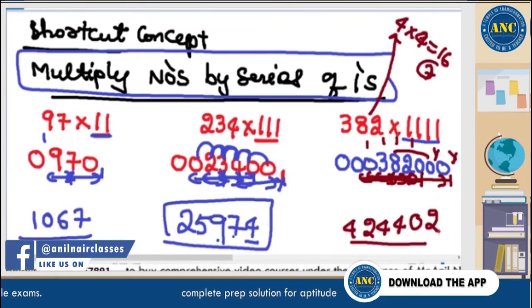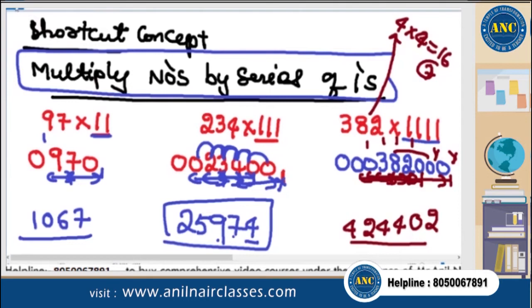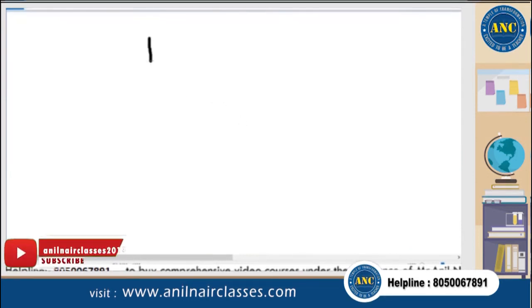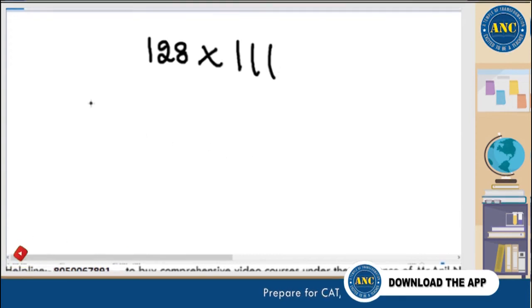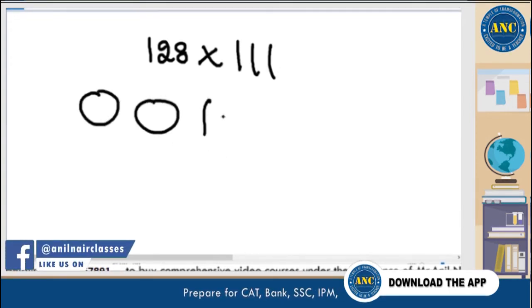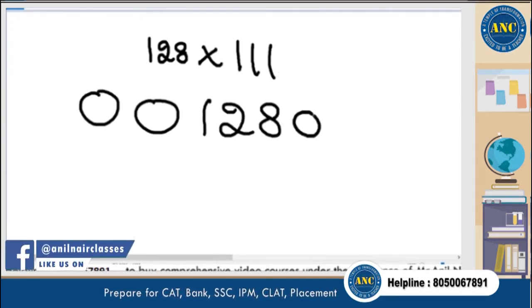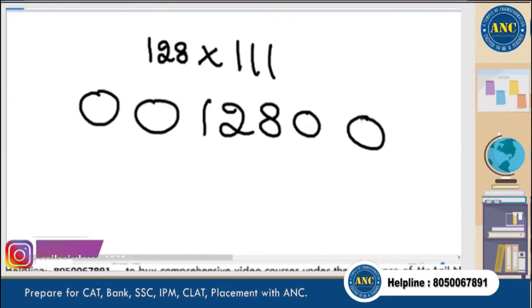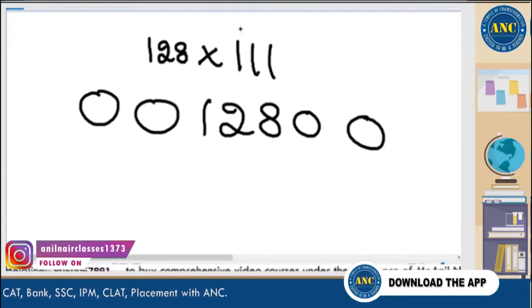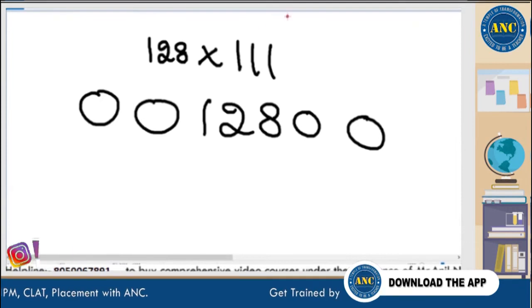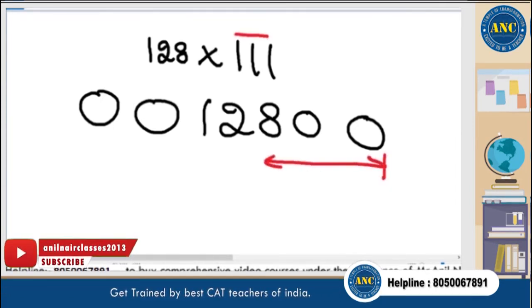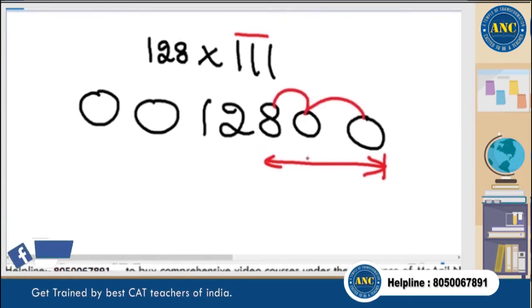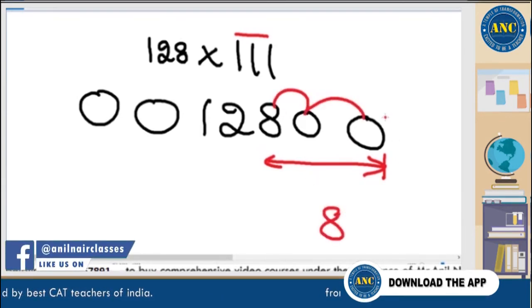97 into 11. Again for you. Anurag, listen carefully. 128 into 111. 111 contains 3 ones. Keep 2 zeros at the beginning and 2 zeros at the end. Last time I am explaining, Anurag, listen. Because there are 3 ones, start from the rightmost. Keep a group of 3 digits. 0 plus 0 plus 8, 8. This is over, beta.